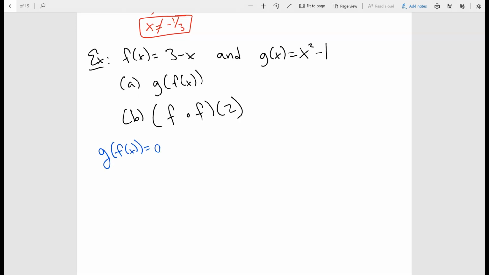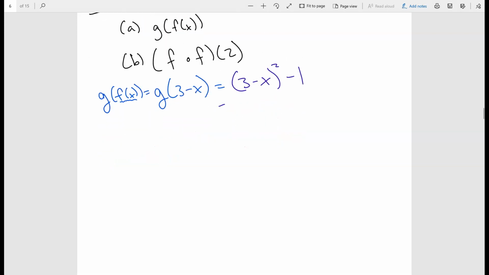In this case, what is f? F is this 3 minus x. Okay, and what we're doing is that we're plugging this 3 minus x into g. So g, let's write down g. X, I'm going to put parentheses, squared minus 1. And I'm going to put in again the 3 minus x. So let's FOIL this out. So it's going to be 3 minus x times 3 minus x, minus 1.